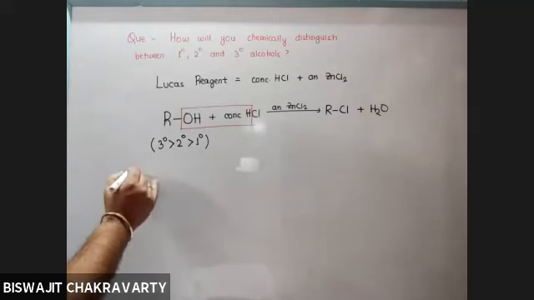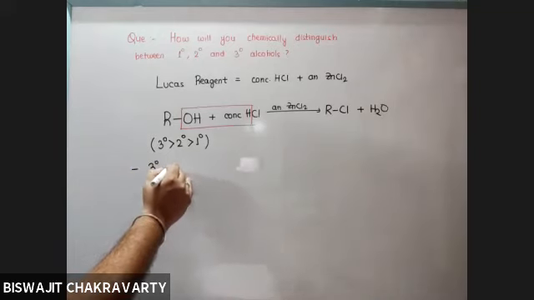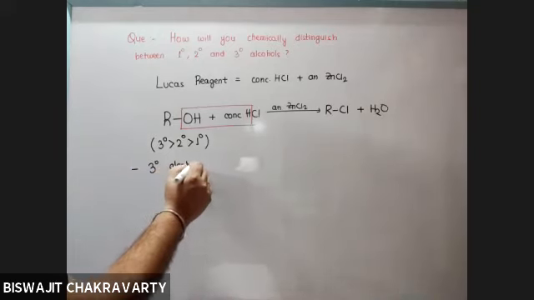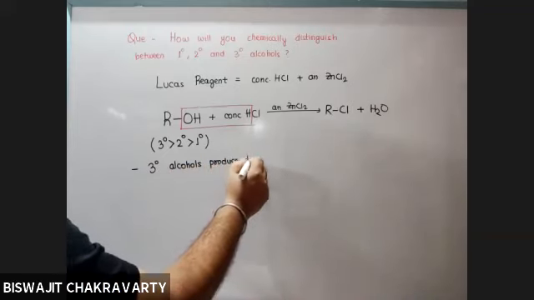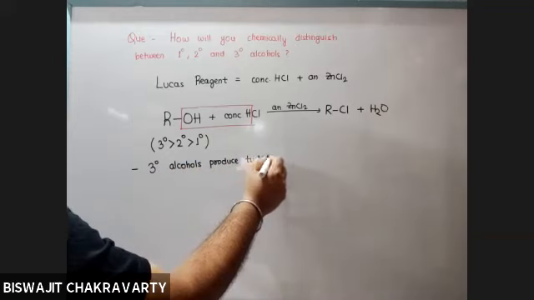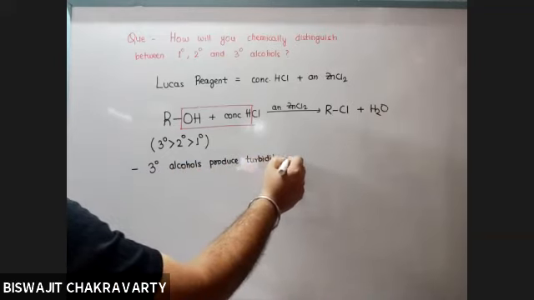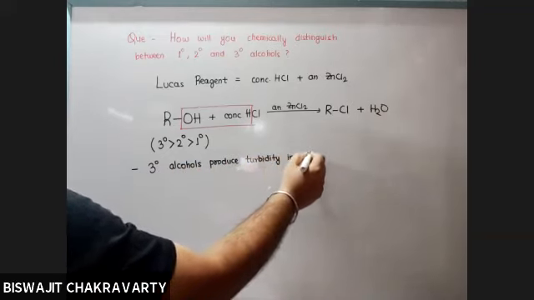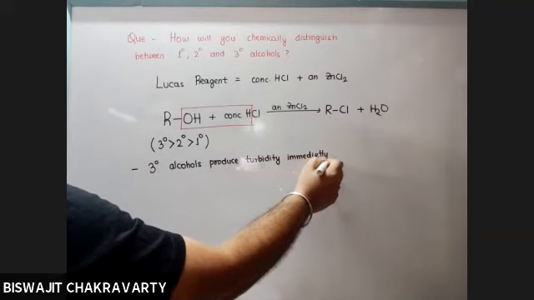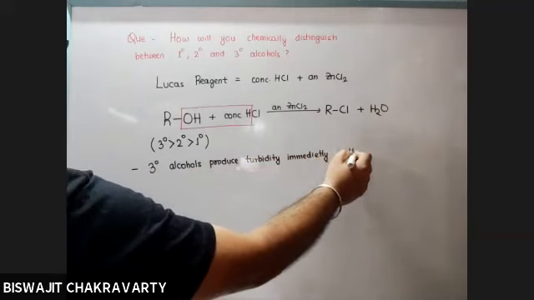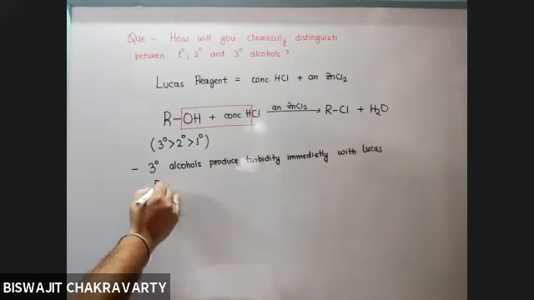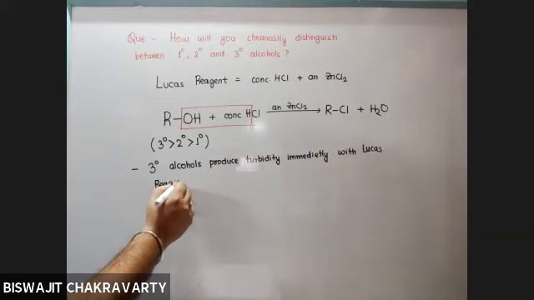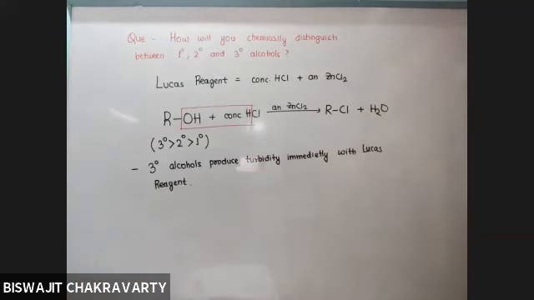तो हम लिखेंगे: 3 degree alcohols produce turbidity immediately with Lucas reagent.